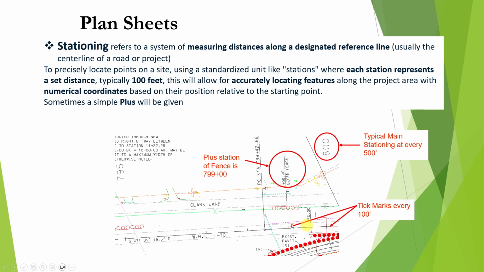Okay, so again, major tick mark, 1, 2, 3, 4, 500 feet down to your next major tick mark. So 795, 500 is 800. Each one in between is 100. So 795, 796, 797, 798, 799. So you can count it however you want, going back one or going from 795 up. That's how you find your plus stationing.